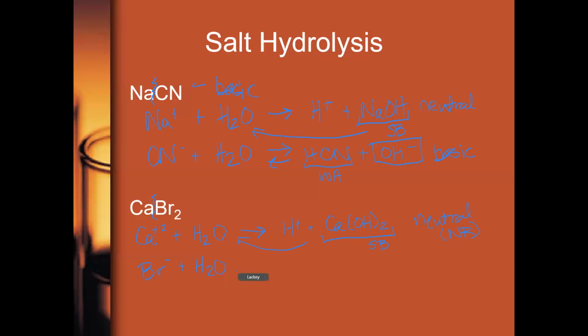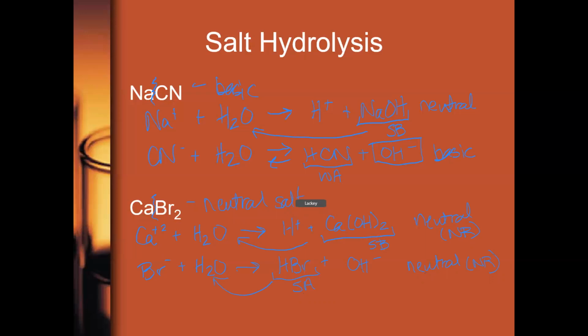Looking at the bromine, and here's why I say look at both. Don't just assume that if one is neutral, the other one reacts. The bromine is going to accept a hydrogen to make hydrogen bromide, or hydrobromic acid, leaving behind the hydroxide. Hydrobromic acid is a strong acid, meaning that it is going to turn back into the ions. So this is also neutral or no reaction. So this overall is a neutral salt.